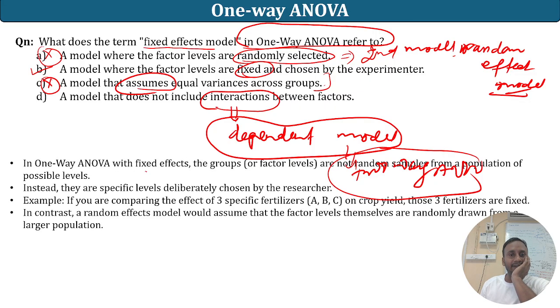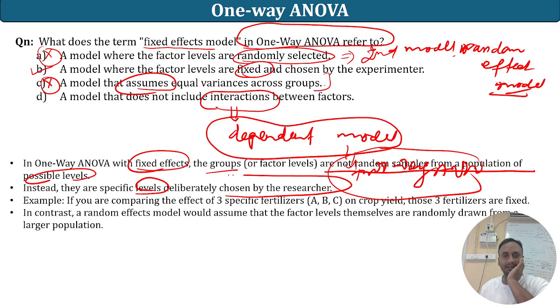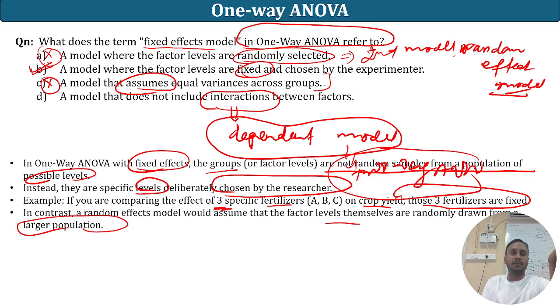In one-way ANOVA with fixed effects, the groups are not randomly sampled from the population of levels. Instead, they are specific levels deliberately chosen by the researcher. If you compare the effect of three specific fertilizers on crop yield, those three fertilizers are fixed. In contrast, random effect assumes the factor levels themselves are randomly drawn from a larger population. So option B will be the correct option. Shall I go ahead with the next question?